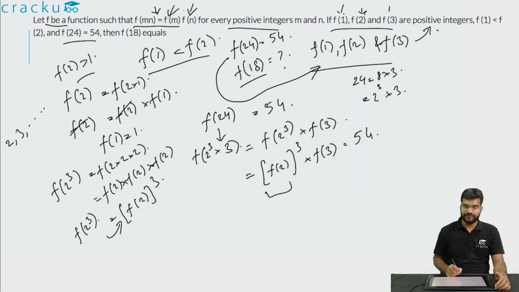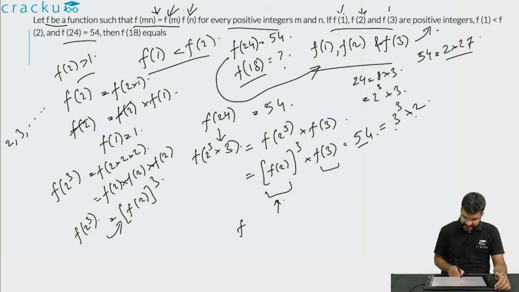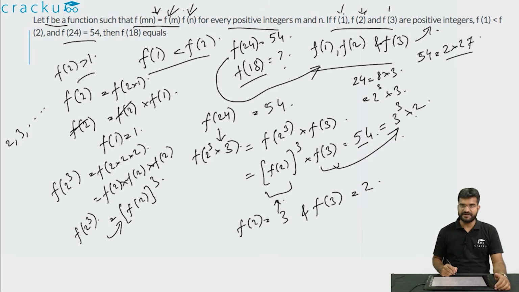We are also told that f of 2 and f of 3 are positive integers. We are also told that f of 2 is a natural number which is greater than 1. Now the only way in which 54 can be expressed is if this is equal to 3 cube into 2. Remember that 54 is equal to 2 into 27. Now the only way in which we can express this as a product of a cube which is greater than 1 and another natural number is if we express 54 as 3 cube into 2. This would imply that f of 2 is equal to 3 and f of 3 is equal to 2. We can deduce this based on the prime factorization of 54.